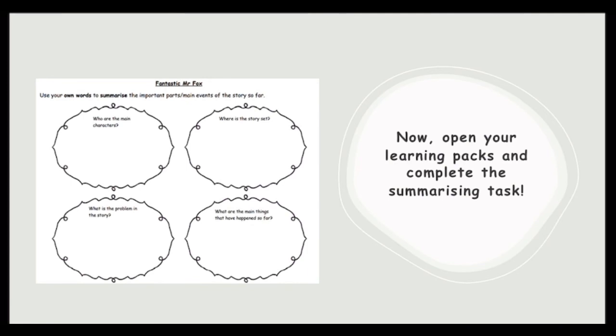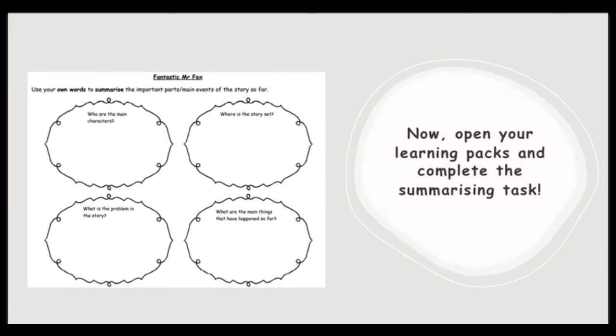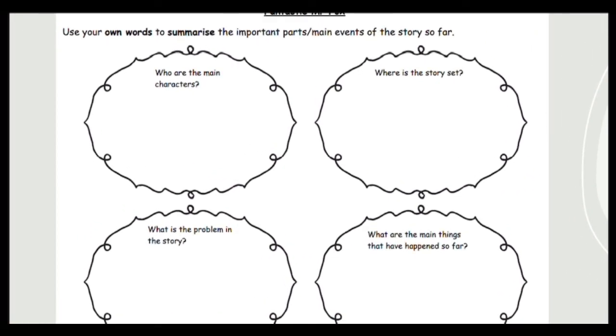So now if you can open your learning packs and find this worksheet, you can complete the summarising task. So use your own words to summarise the important parts or the main events in the story so far. So who are the main characters? Where is the story set? What is the problem in the story? And what are the main things that have happened so far? So for this task, you're thinking about what are the main ideas and summarising the story overall after you have discussed with an adult what are the main events of the chapter that we just listened to.